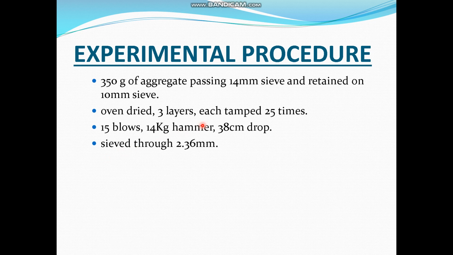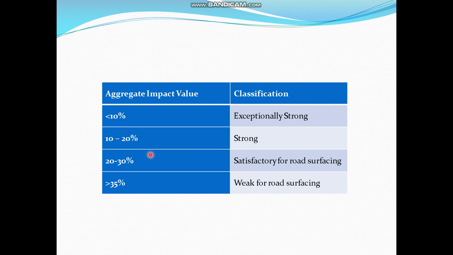Once the aggregate has been subjected to 15 blows of the 14 kilogram hammer, it is passed through a number 8 sieve, which is used to see how much of your material has been broken down or disintegrated under the impact of that hammer. The weight of material that has broken down divided by your total initial weight placed in the testing cup gives you the percentage of the impact value.